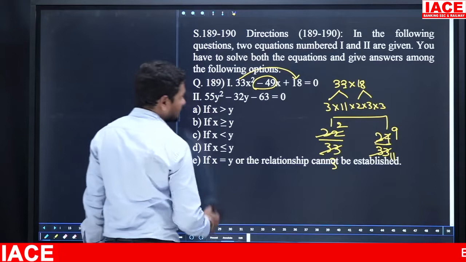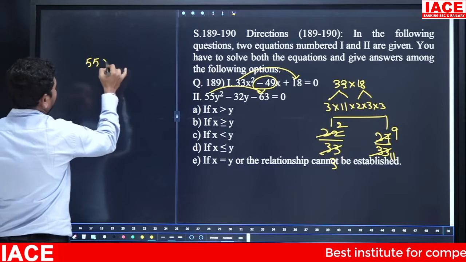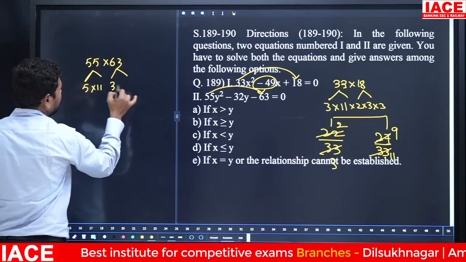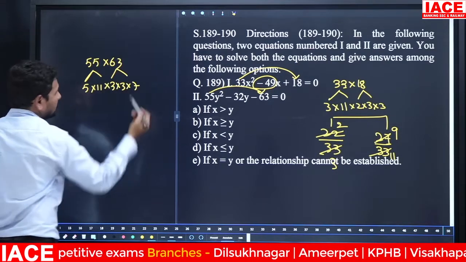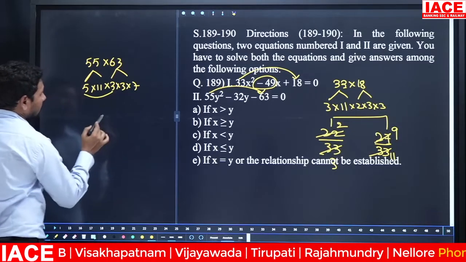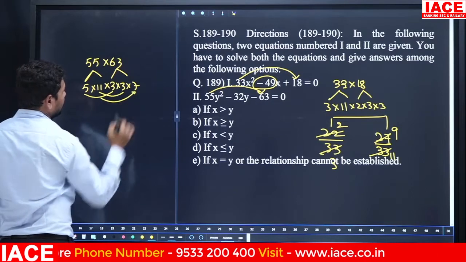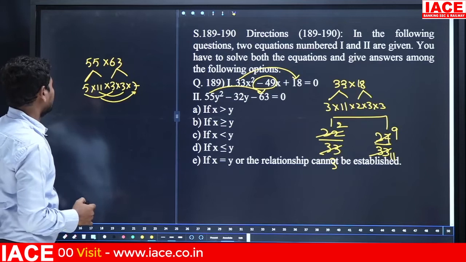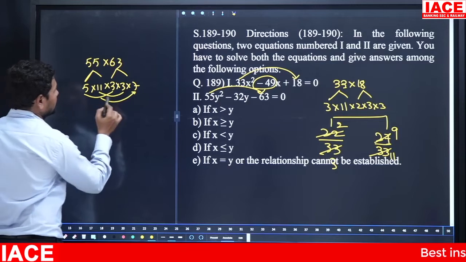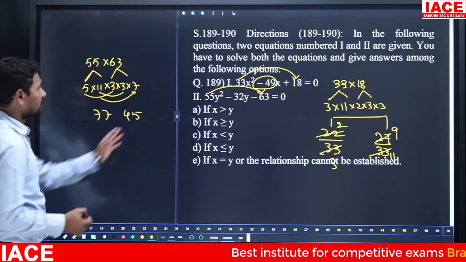Find out the factors for the second equation also. 55 multiplied by 63. This 55 you can write as 5 into 11, and 63 you can write as 3 into 3 into 7, and 9 sevens is 63. Then you can merge the factors here. 5 threes is 15 and 11 threes is 33. 15 multiplied by 7 is 105, which is not possible. Then 5 threes is 15, 15 times 3 is 45 and 11 sevens is 77. 77 minus 45 is equal to 42.